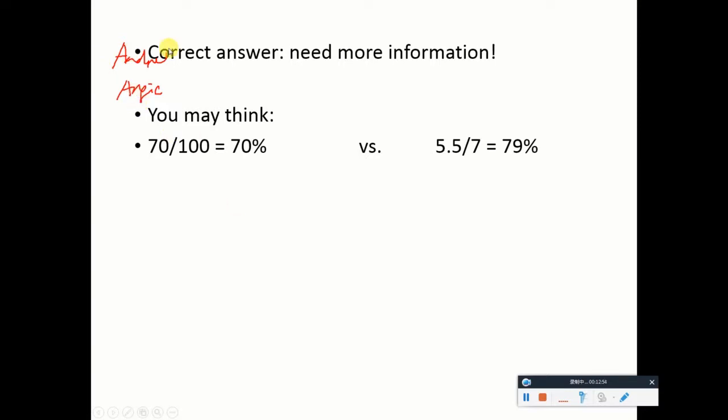Okay, so many of you might think that for Andrew, his score is 70 out of 100, so that means he is sort of at 70% of his class. For Angie, though, if we divide 5.5 by 7, Angie will be at about 79% of her class. Okay? Obviously, 79% is a larger value than 70%. So shouldn't we recommend Angie be hired?